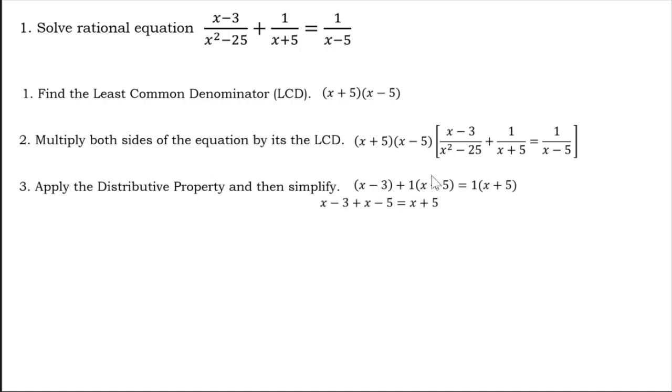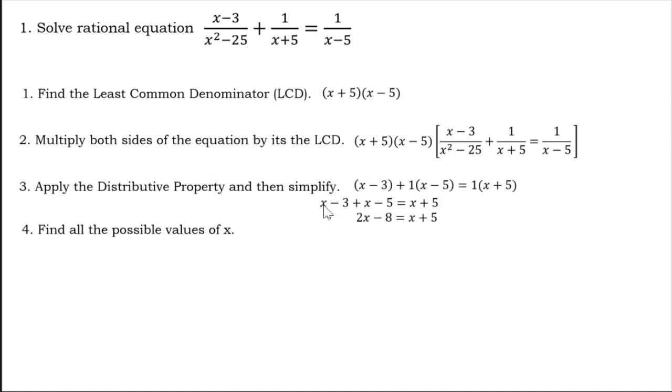Then, so, x minus 3 plus x minus 5. Since 1 times x minus quantity x minus 5 is x minus 5, equals 1 times x plus 5. That is x plus 5. Then, find all the possible values of x. So, we have to combine the like terms.